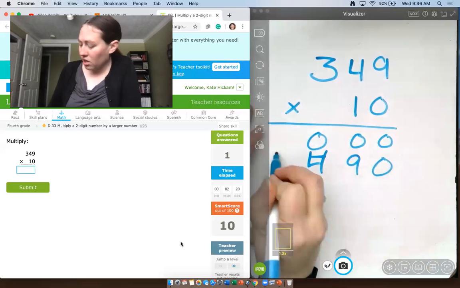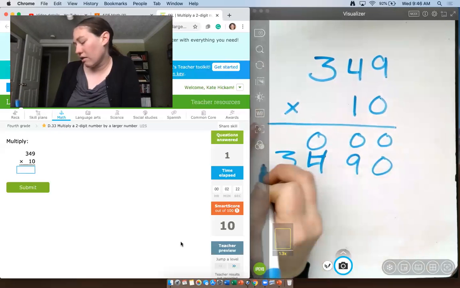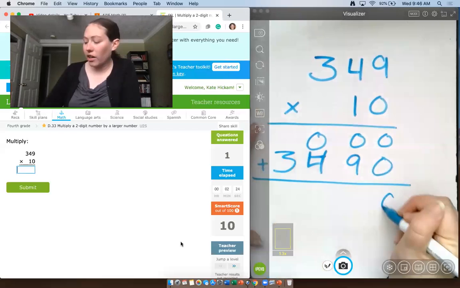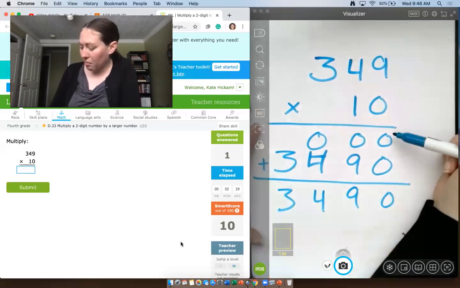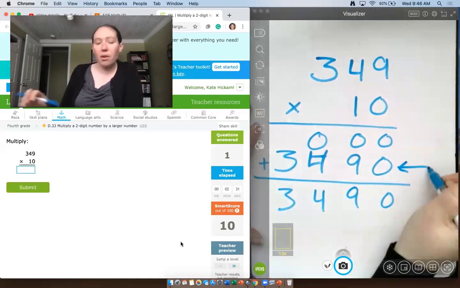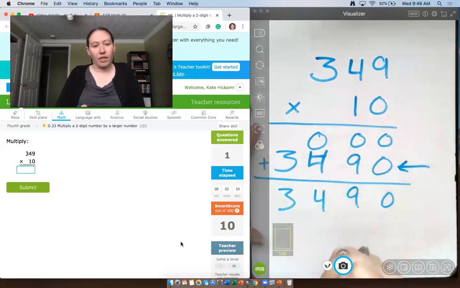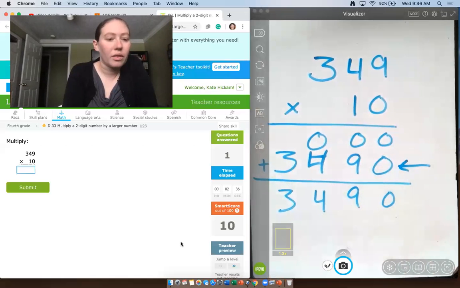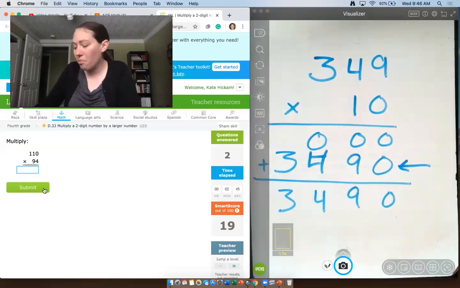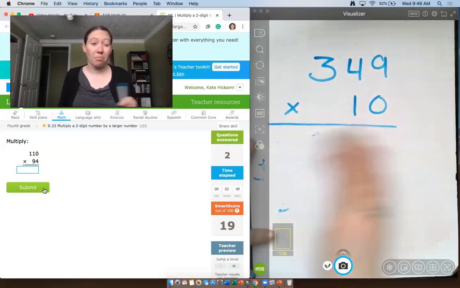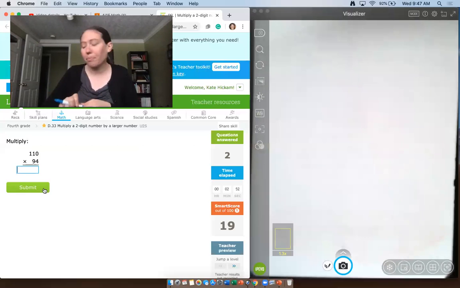Add. 0, 9, 4, 3. Once again, check that my top numbers are correct. Check that I have my 0 and check that my adding is correct. Perfect. So 3, 4, 9, 0. That one we could have also done a chop and drop for, but I wanted to make sure I had my steps correct to go through and do it.